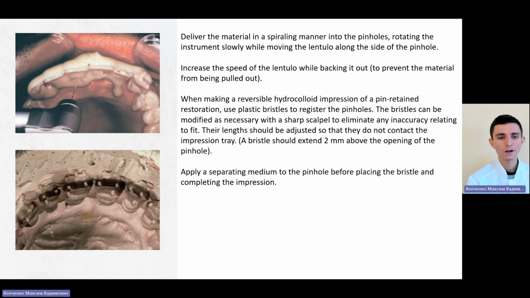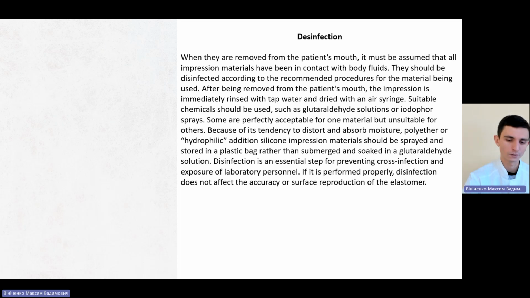When making a reversible hydrocolloid impression of a pin-retained restoration, use plastic bristles to register the pinholes. The bristles can be modified as necessary with a sharp scalpel to eliminate any inaccuracy relating to fit. Their lengths should be adjusted so that they do not contact the impression tray. A bristle should extend 2 mm above the opening of the pinhole. Apply a separating medium to the pinhole before placing the bristle and completing the impression.